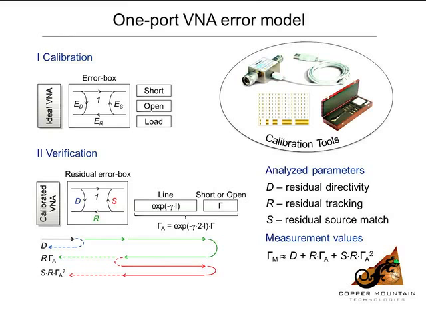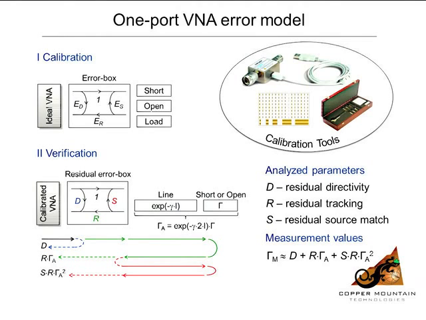This is a one-port VNA model with an error box consisting of an ideal VNA and a distorting adapter with 3 unknown parameters: directivity, tracking, and source match. After calibration, down below, the model comprises a distorting adapter, but the difference is that we now have residual error parameters. And the objective of the content here and of the paper is to estimate these residual parameters.